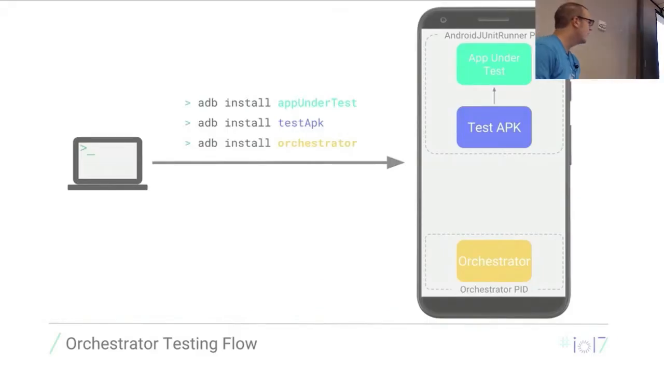So here it is. What is happening is it's going to install your application under test, your actual app, your test APK, and then the Orchestrator itself. And so what's happening now is the Orchestrator is actually running its own process. And this is important because right now, all of your tests run in this process. And if it fails or it crashes, that means all of your subsequent tests won't run because they all run back to back to back. Now, because everything is orchestrated by this, it's able to say, go ahead and do one test, and then it's done. And if it crashes, it's completely separate, right? It can just continue on.